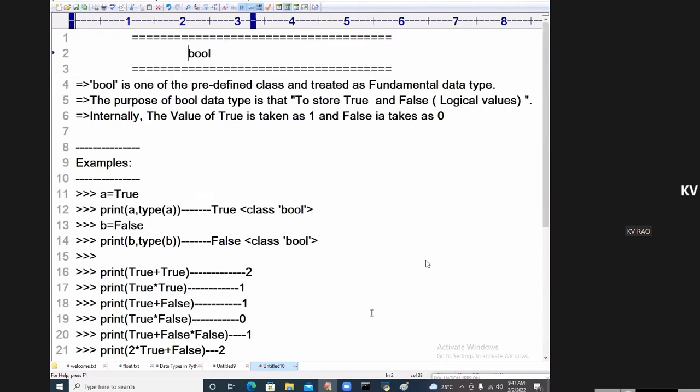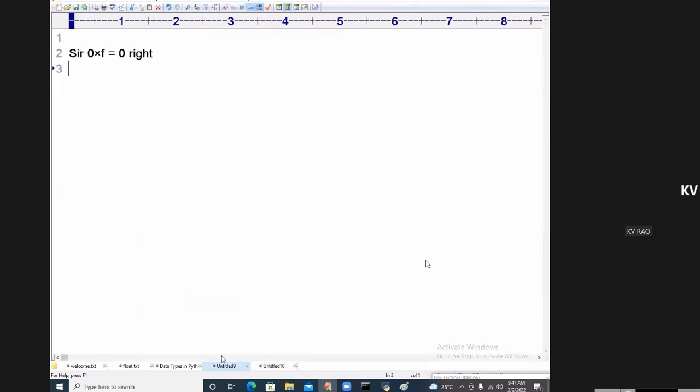Prasad is asking a question, and I will try to answer it. Sir, 0 into F, do you feel it is a multiplication symbol or an X symbol? No, I'm not asking about the star symbol, I'm talking about hexadecimal. So 0xF, what is the answer coming? It is called 15.